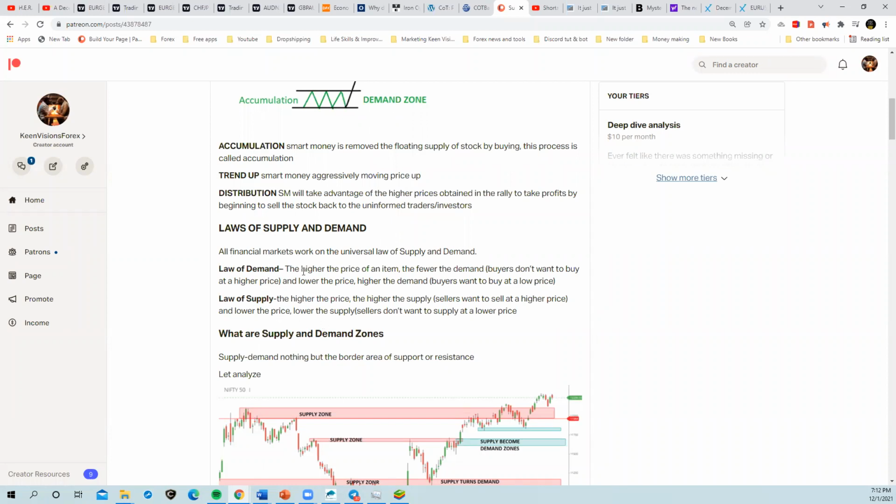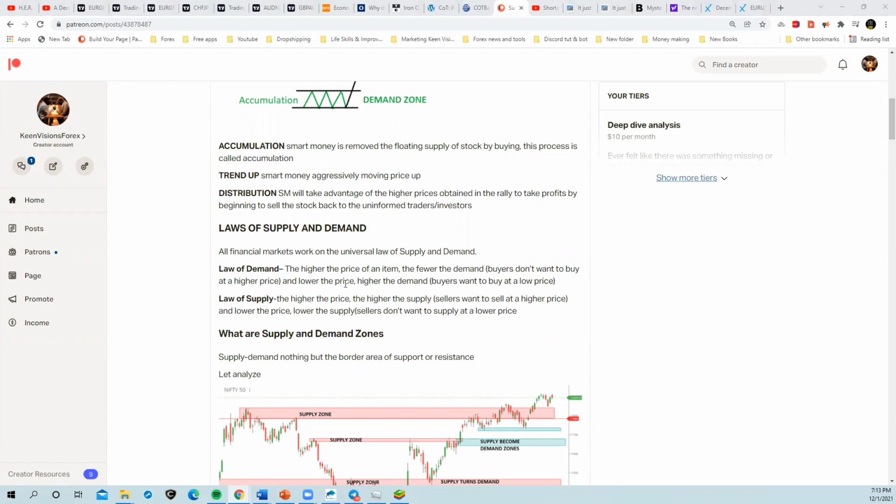The law of supply and demand. In the market, we're going to start speaking about a lot of different laws, especially when we get into Wyckoffian logic. So, all financial markets work on the universal law of supply and demand. The law of demand is the higher the price of an item, the lower the demand: buyers don't want to buy at higher prices. So again, we don't want to buy when it's high. We want to sell when it's up and buy when it's low.